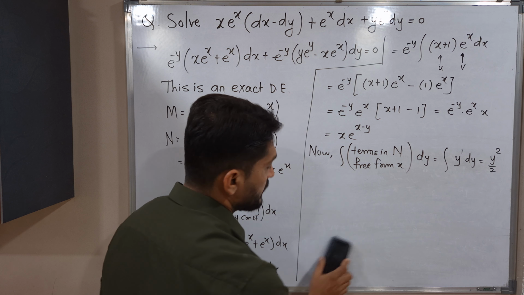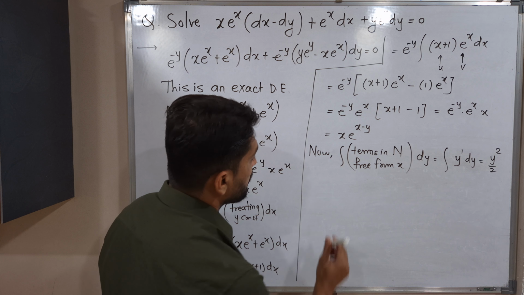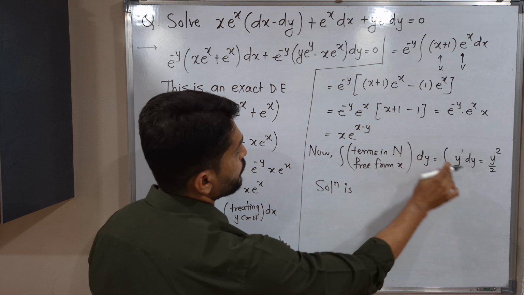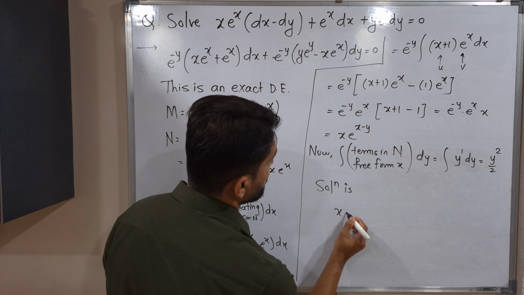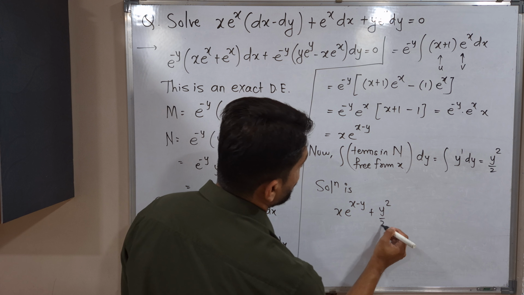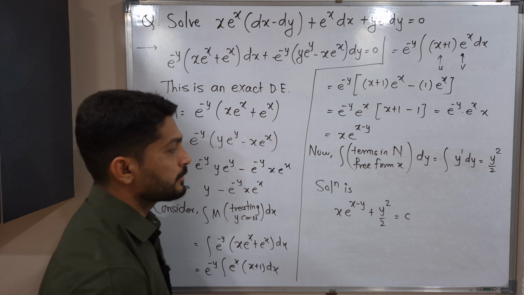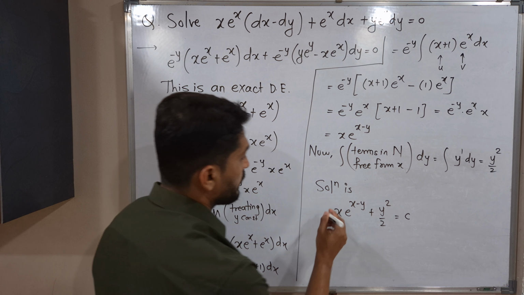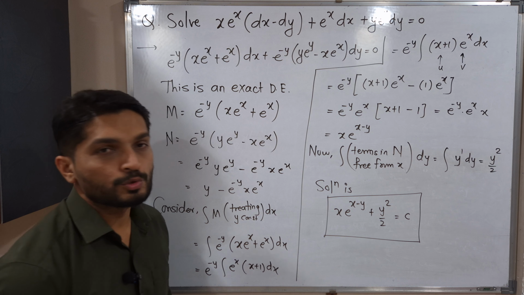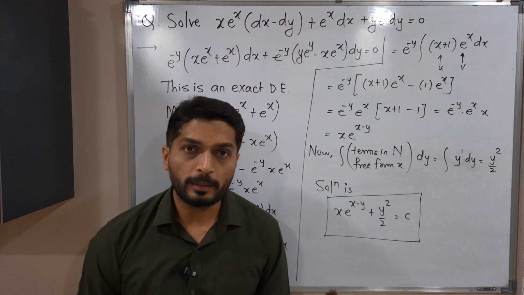So it's time to declare the solution. Solution means simply addition of these two integrals. So x e raised to (x minus y) plus y square by 2 is equal to c. So this is the required answer. Let me highlight it. This is the required solution. So in this way we solve this problem.